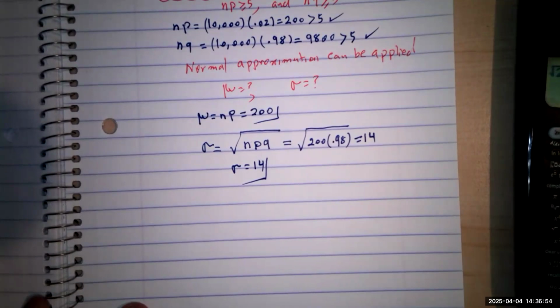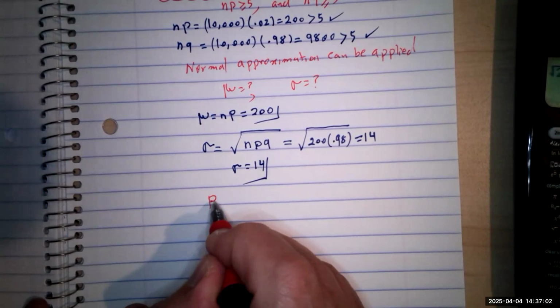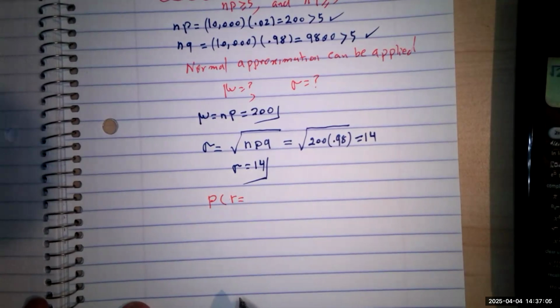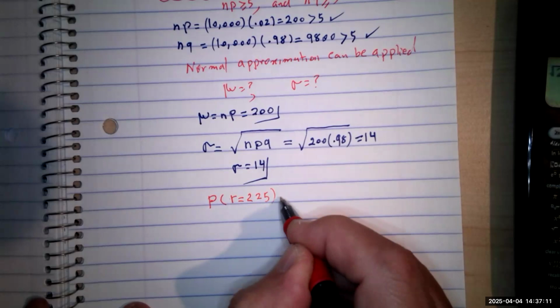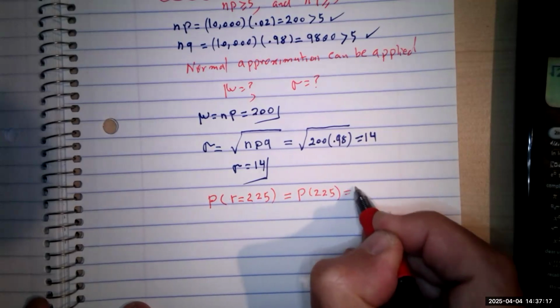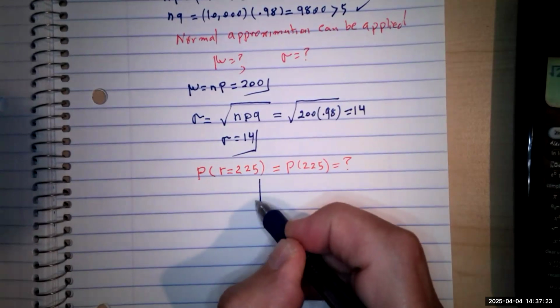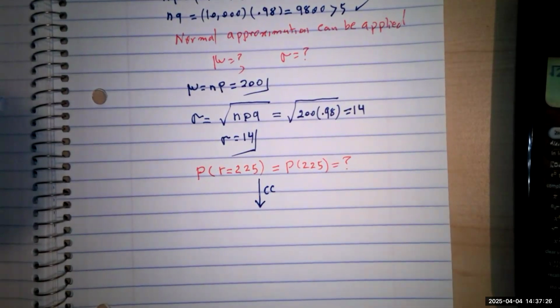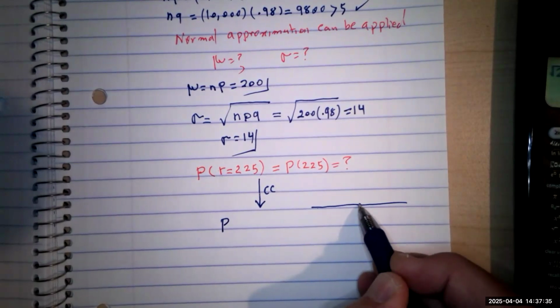So now we go to the normal model. So what's the question? The question is, in the binomial case, what is the probability that R, the number of successes, is going to be equal to 225? Or simply what you want is, what is the probability of 225 in this case? So you have to correct for the continuity, CC. So the CC would be probability of X, 225 exactly.